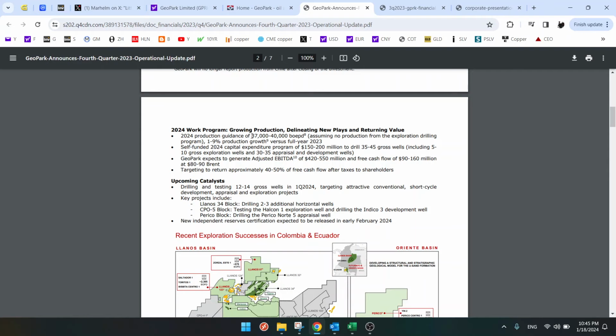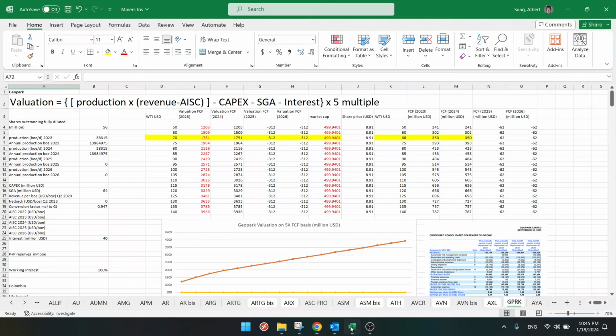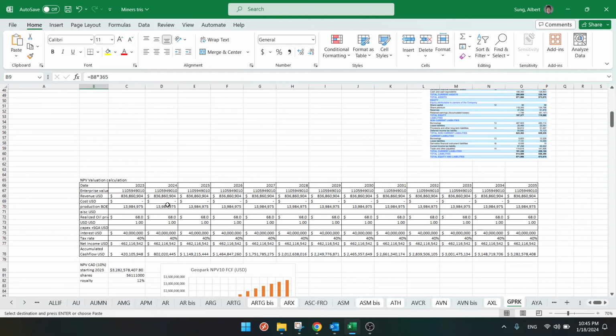Okay, production guidance of 38 to 39. Yeah, I will give it 39. Not a lot of growth, but okay.